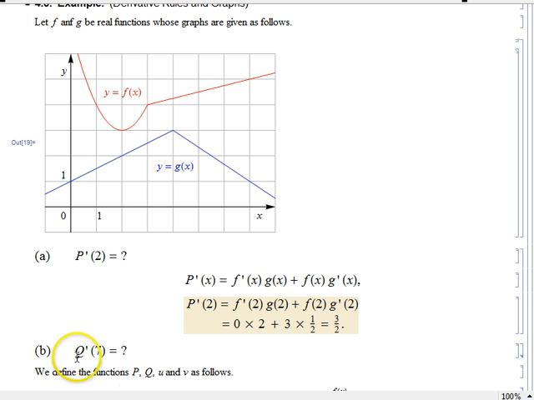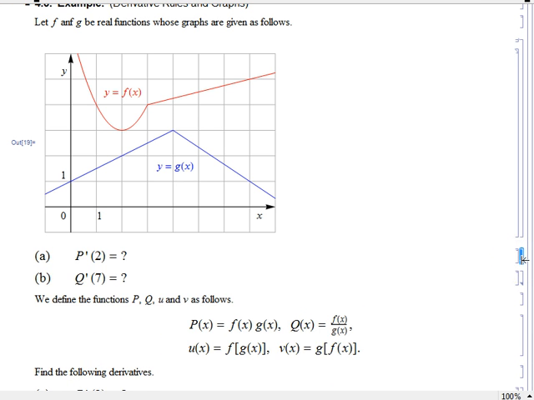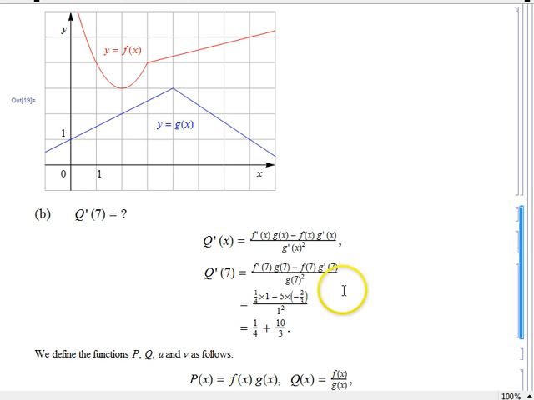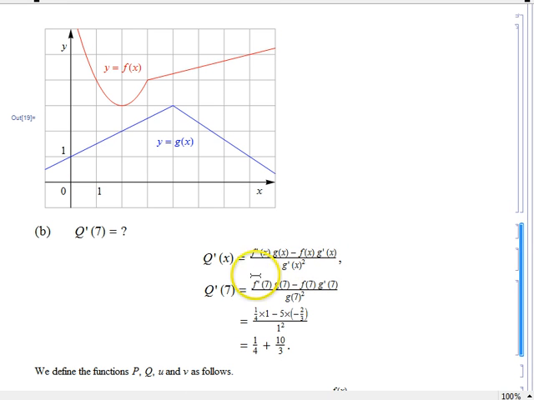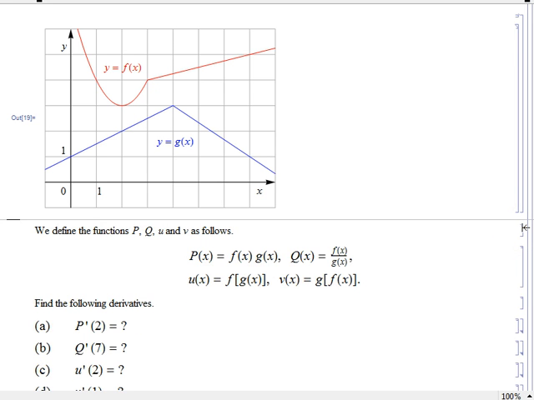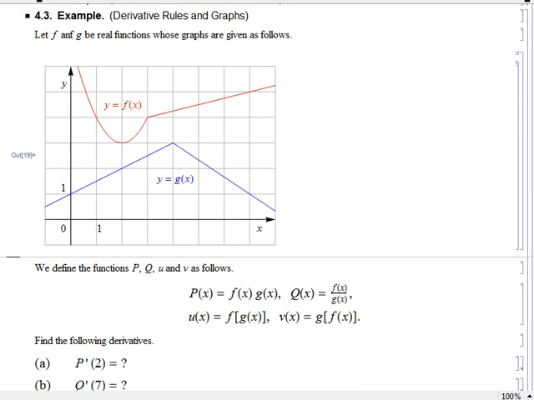You can do pretty much the same thing for the quotient rule. Just get the quotient rule and then plug in 7. When x equals 7, right at this point and that point, you have to find the y coordinate values and the slopes, and then run the computation. The detailed computation is left to the students. So we can answer problems relating to graphs by finding the y coordinate and the slope of the tangent line in the appropriate places.